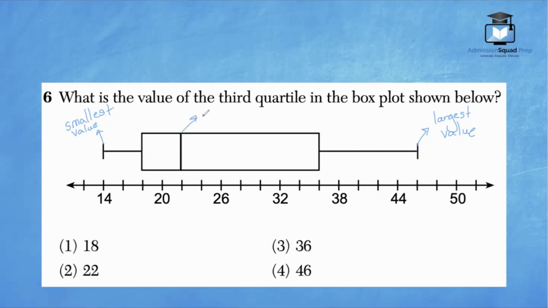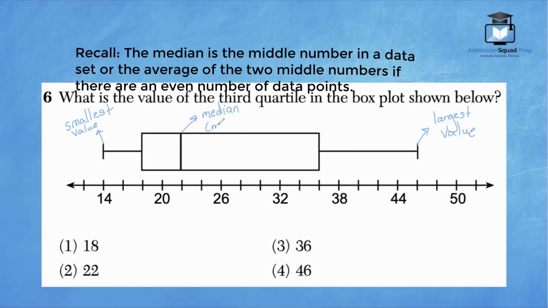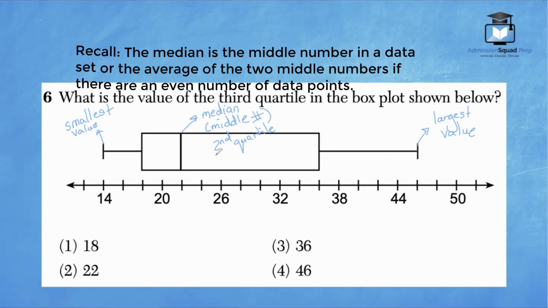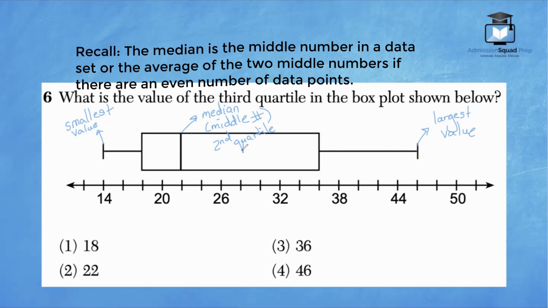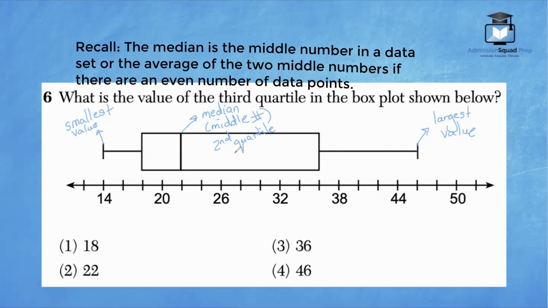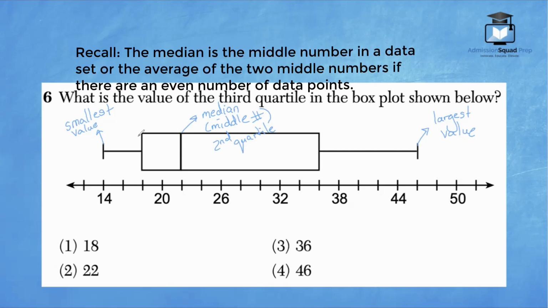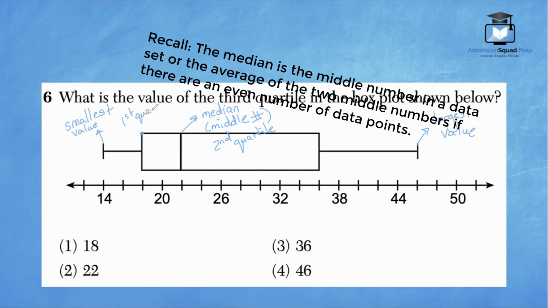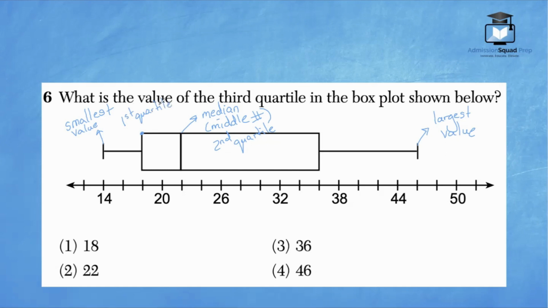Right here is going to be the median of the entire data set. Remember, the median is the middle number. So be mindful of that. We can also call this the second quartile. We'll get into this a little further when we do the review of the box and whisker plot. Right here is going to be the first quartile, which is actually the median of the first half of the data set. And this number right here is going to be the third quartile, which is the median of the second half of the data set.